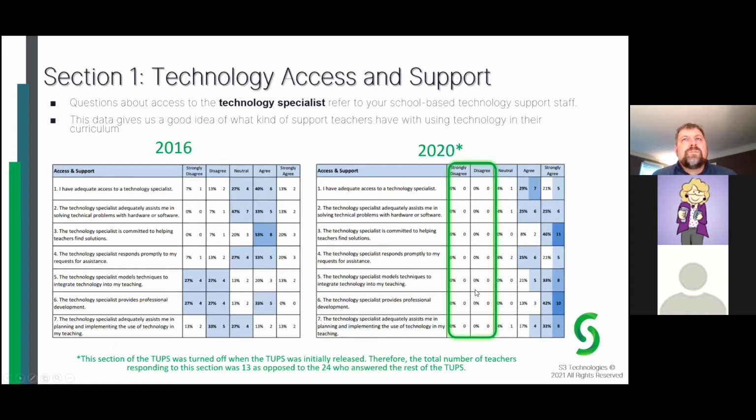And then you can see 4 years later, there's no one who disagrees or strongly disagrees with any of those points. They feel very strongly, or they agree that they're getting all the right support. So to have that for us is huge, to be able to say, okay, I think we're on the right track. We're doing a good job. The teachers feel like they're being supported. And I think that's the number one thing.